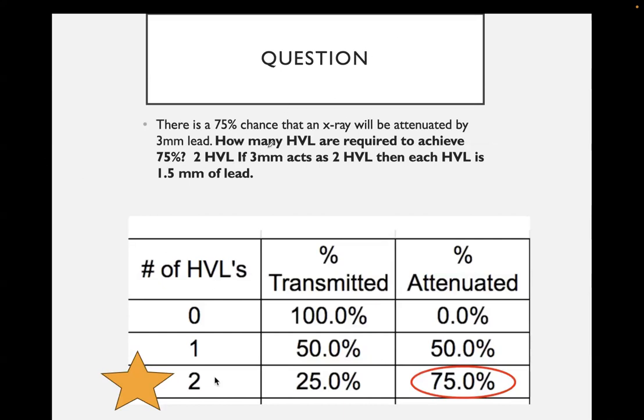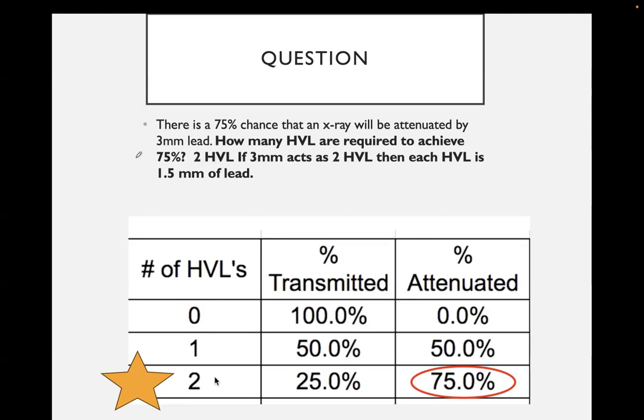Here's the question. There's a 75% chance that X-rays will be attenuated by 3 millimeters of lead. How many half value layers are required to achieve 75%? So if two half value layers is 3 millimeters, then each half value layer is 1.5 millimeters of lead.